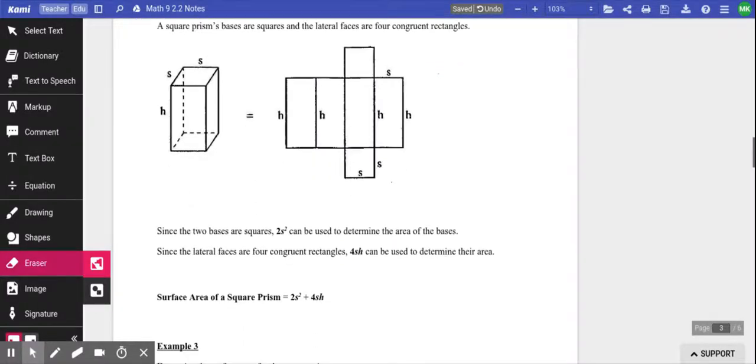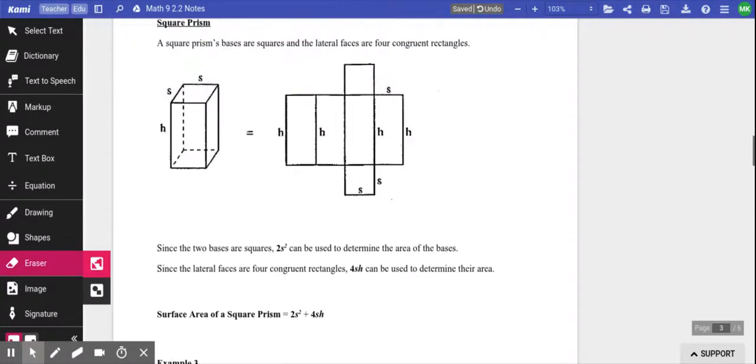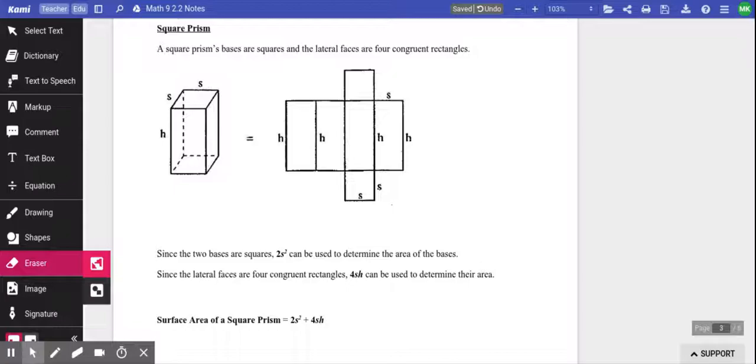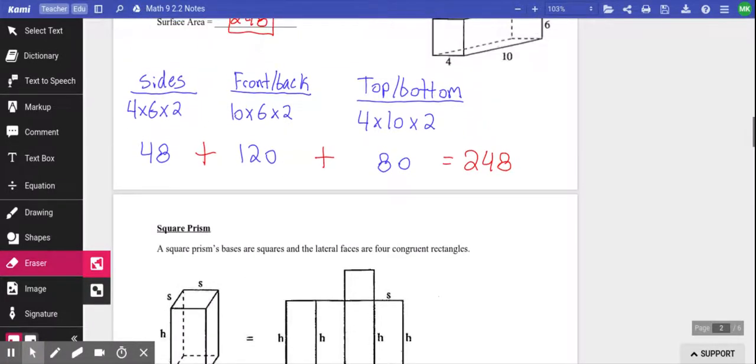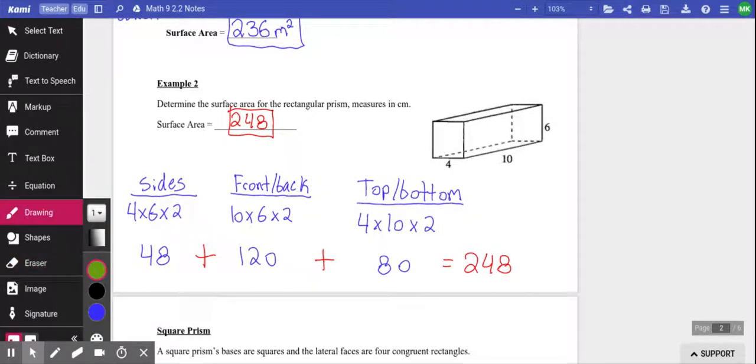Cool. We're going to try another one. The only thing that's different is we have a square prism. Honestly, the only difference is that the sides are squares instead of rectangles. Like a square prism is a rectangular prism in my mind. It's just a special rectangular prism. So if you look at the previous answers, yeah, it's just special because the sides are the same.